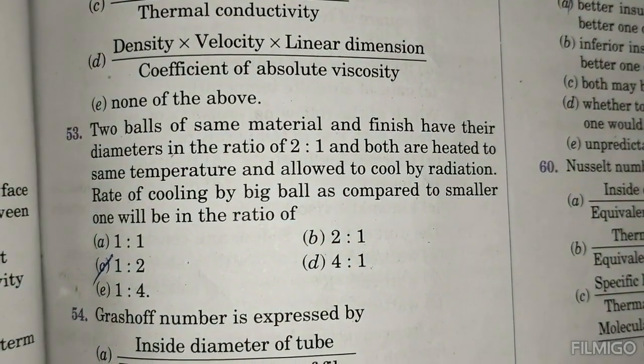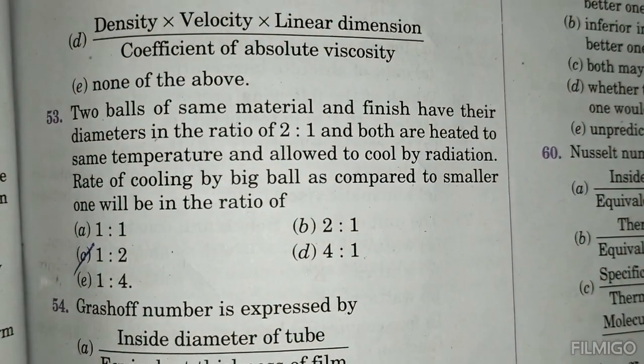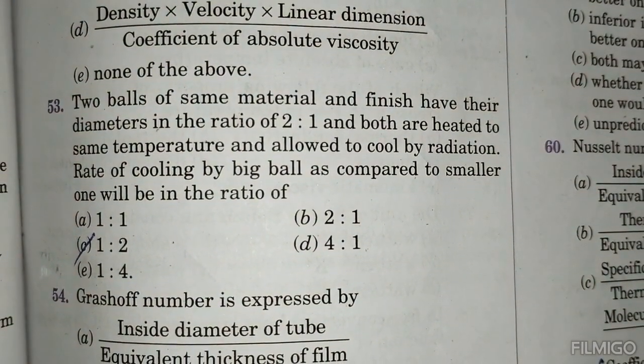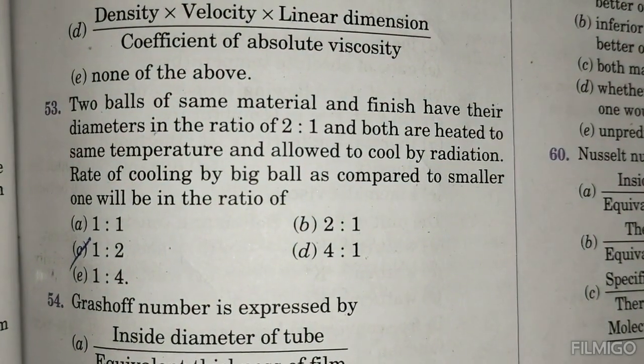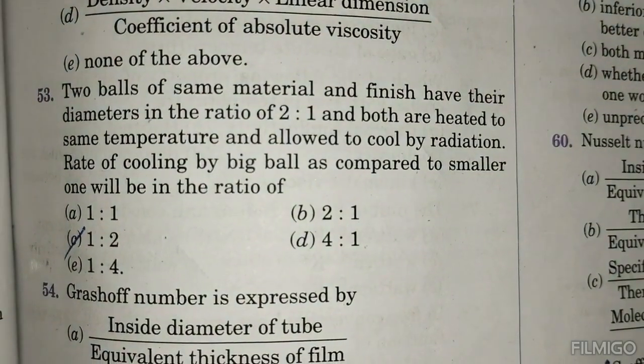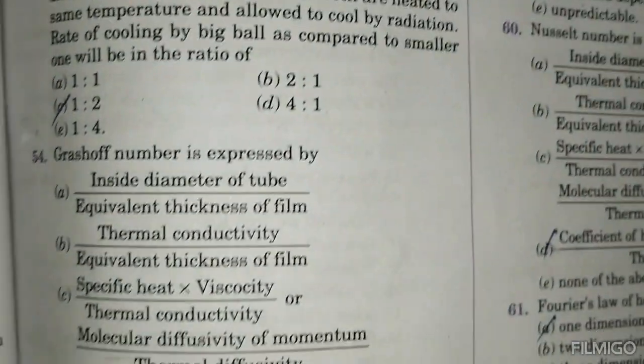Two balls of the same material and finish have their diameters in the ratio of 2:1. Both are heated to the same temperature and allowed to cool by radiation. The rate of cooling of the big ball compared to the smaller one will be in the ratio of 1:2.